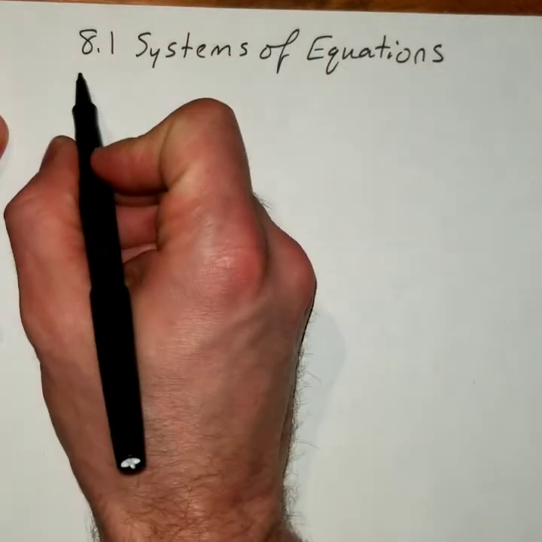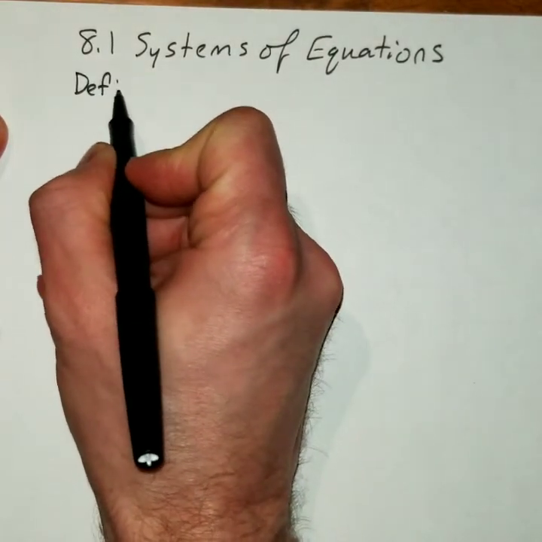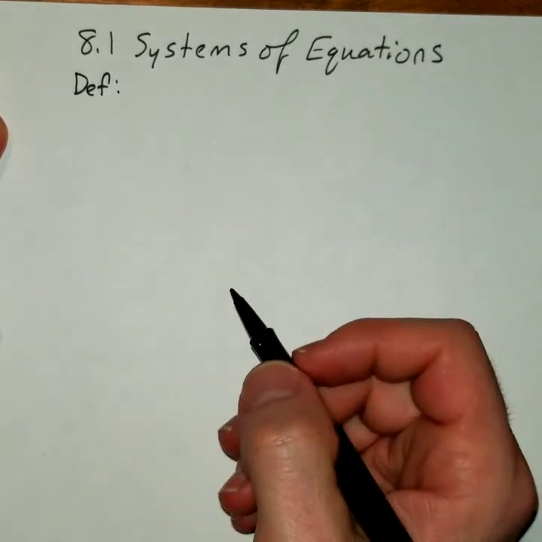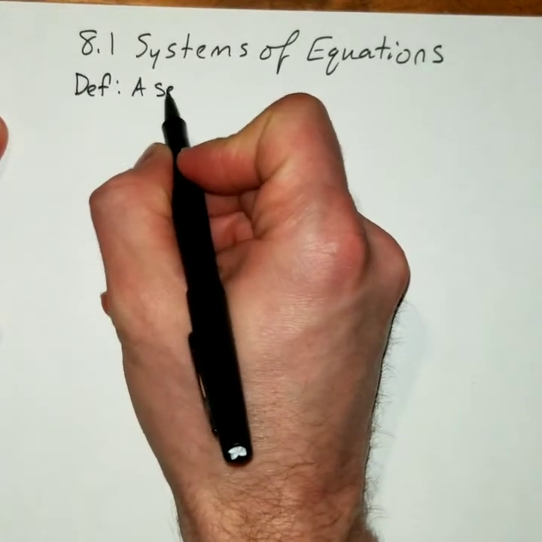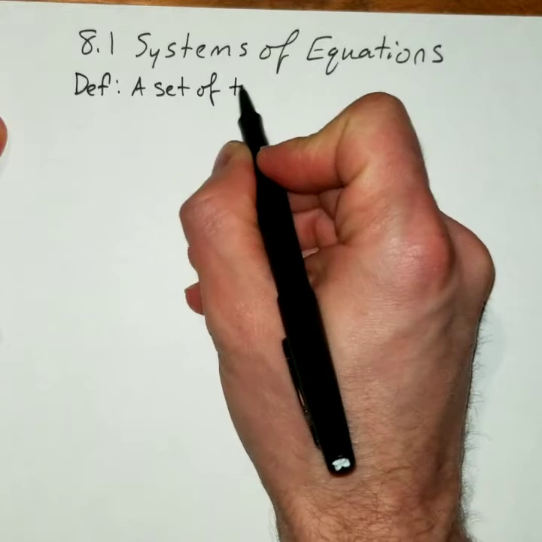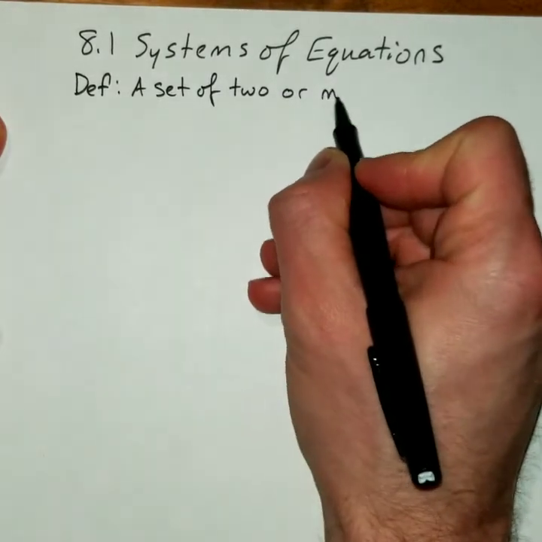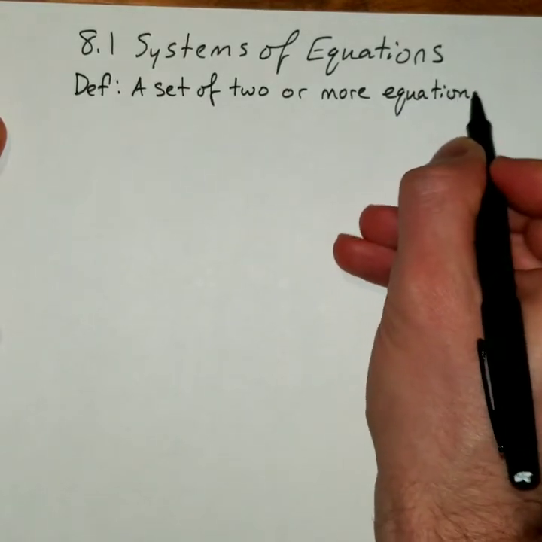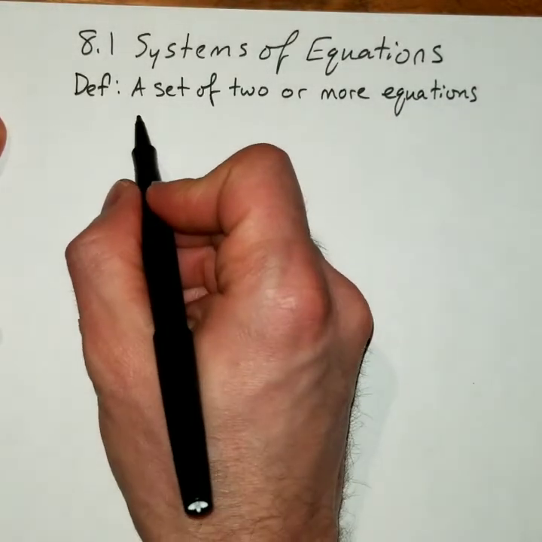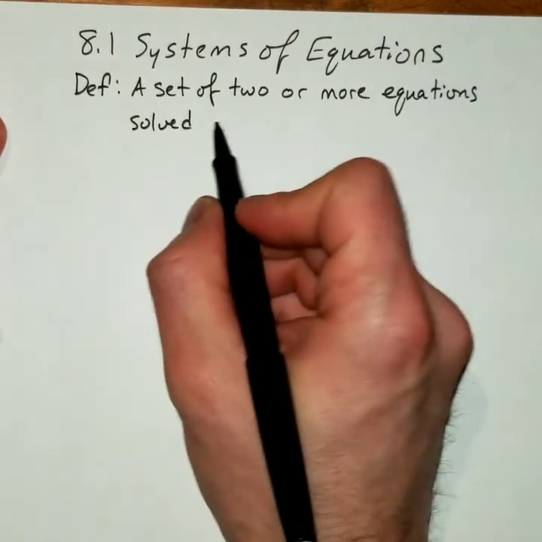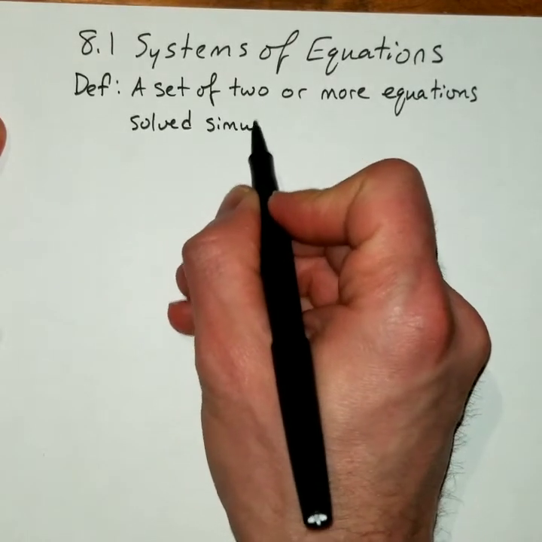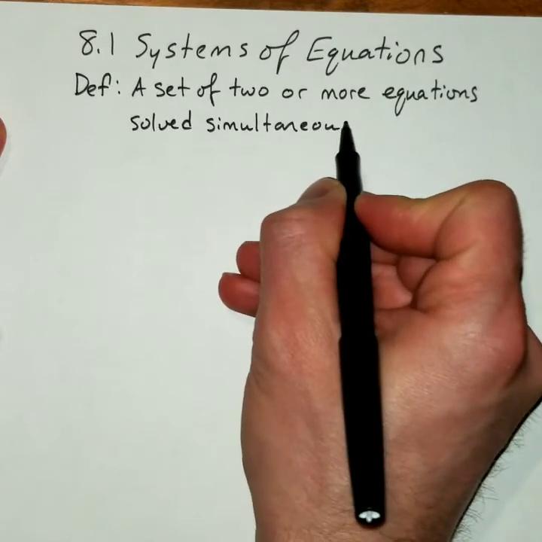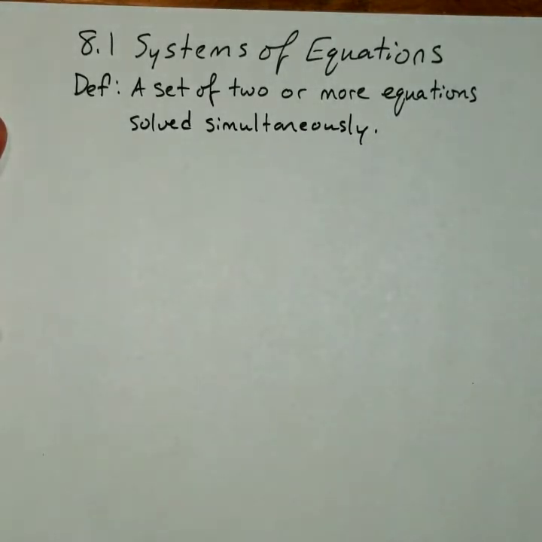So by definition, a system of equations basically is a set of two or more equations solved simultaneously. Okay, a set of two or more equations solved simultaneously or solved together.